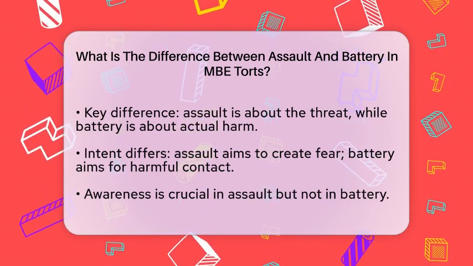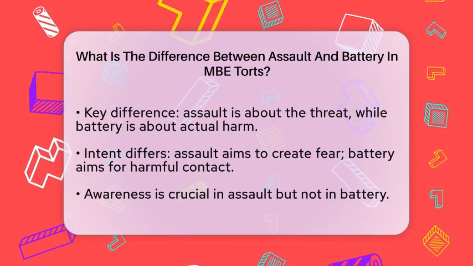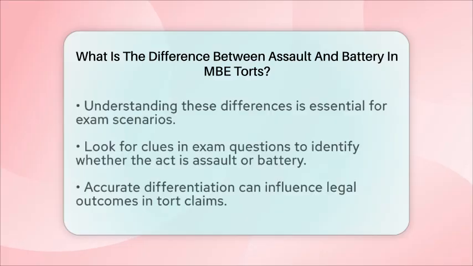You will often encounter scenarios where you need to identify whether the situation involves assault or battery. For example, if a person threatens another without touching them, that would be assault. However, if they actually hit the person, that would be battery. In your exam, pay close attention to the facts presented. Look for clues that indicate whether there was a threat or actual contact. This understanding can influence the legal outcomes and the elements that must be proven in a tort claim.